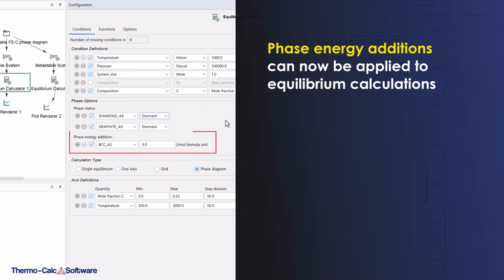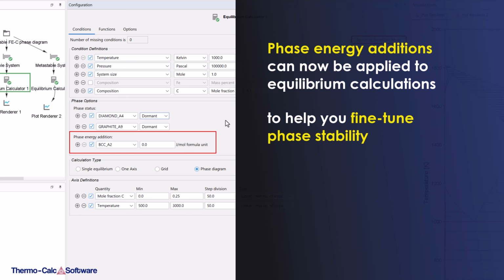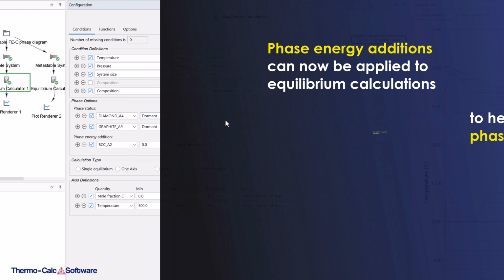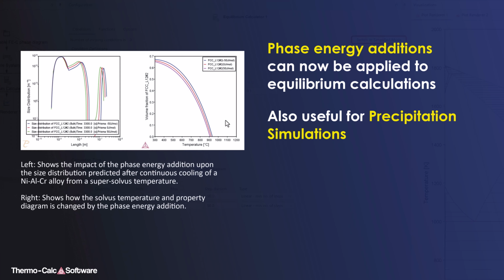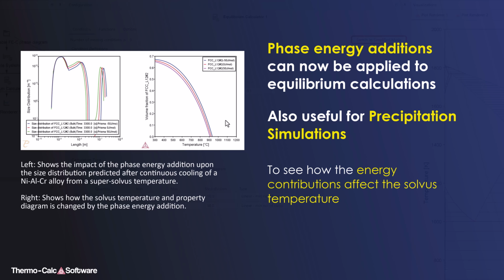Additionally, phase energy additions can now be applied to equilibrium calculations to help you fine-tune phase stability. This is also useful for precipitation simulations to see how the energy contributions affect the solvent's temperature.